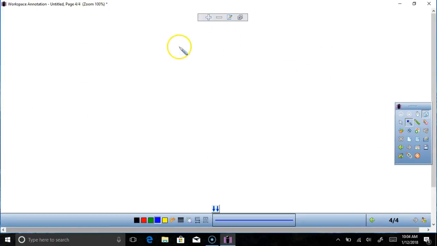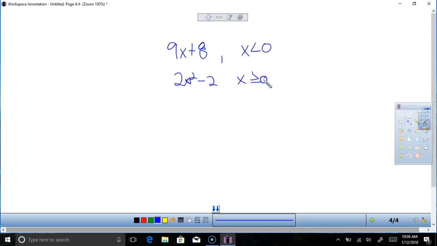Alright, now my next one I have a piecewise function. 9x plus 8 when x is less than 0. And it's 2x squared minus 2 when x is greater than or equal to 0. Alright, so what you do is you plug in 0 to each equation. So I do 9 times 0 plus 8. That gives me 8. So I have the point 0, 8.